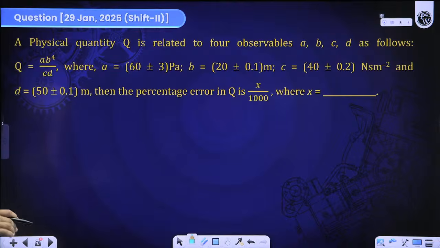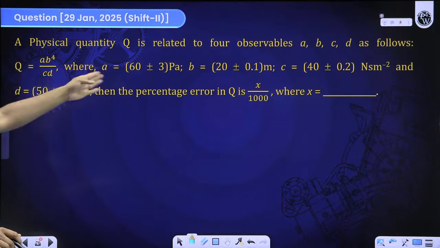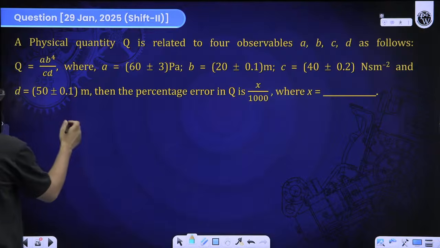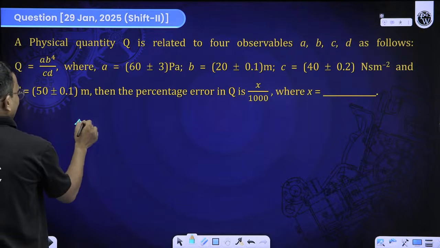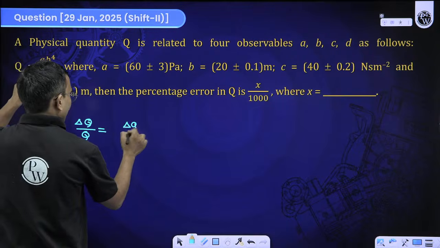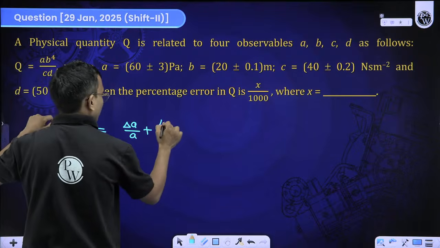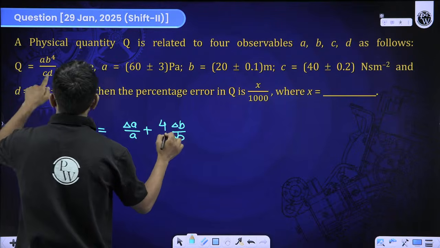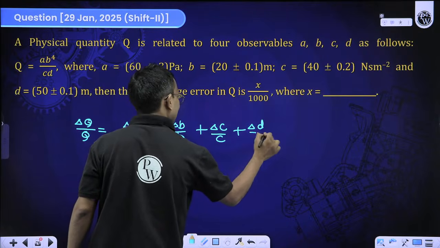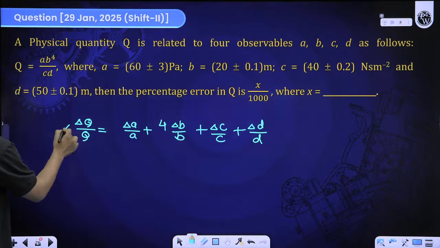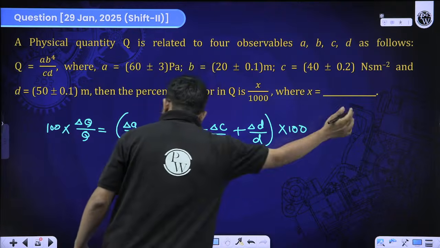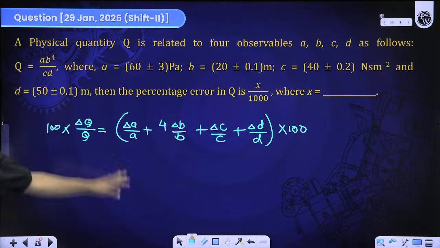Next, a physical quantity Q depends upon A, B, C, D like this. Then the percentage error in Q is, we will use the same formula. In the same way, delta Q by Q is equal to delta A by A, plus 4 delta B by B, plus delta C by C, plus delta D by D. Then multiply both sides with 100 to convert everything into percentage. Now you can put the values and you will get whatever is asked in the question.